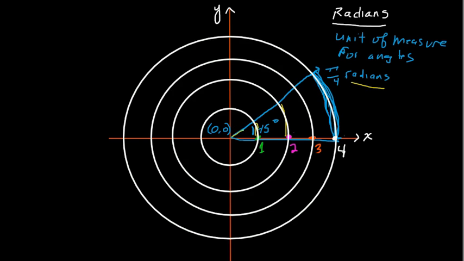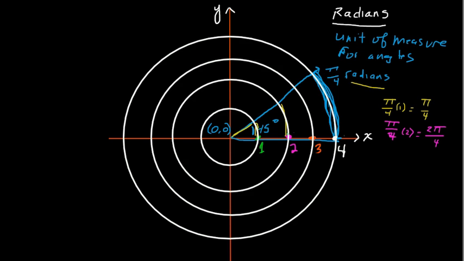So this first circle has a radius of 1. It would be pi over 4, and that radian is 1, so it would just be times 1, and that would be the unit circle, so it's just pi over 4. The next circle has pi over 4 radians, but its radians are measured in 2 units, so that actual distance would be 2 pi over 4.